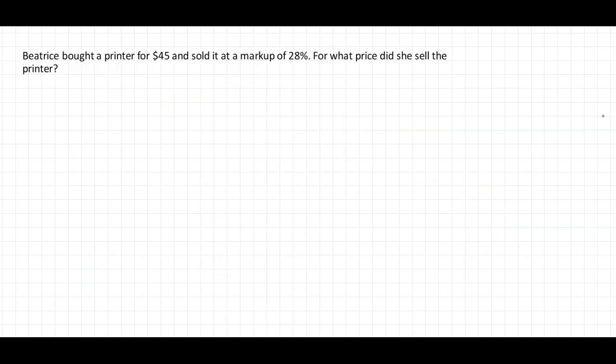So Beatrice bought a printer for $45 and sold it at a markup of 28%. For what price did she sell the printer? So remember, the markup is going to be percent markup multiplied by original price. You're going to notice that when I do math, I always like to start with the formula because it gives me a guide on where I'm going. And it also lets whoever is looking through my work understand why I'm doing what I'm doing and the approach that I'm taking.